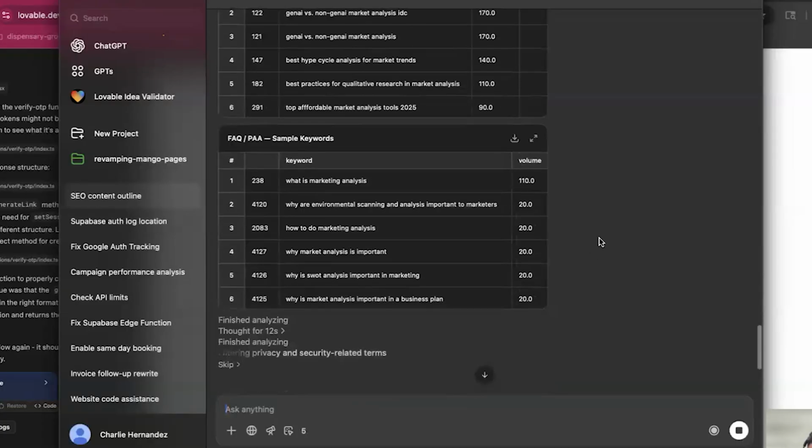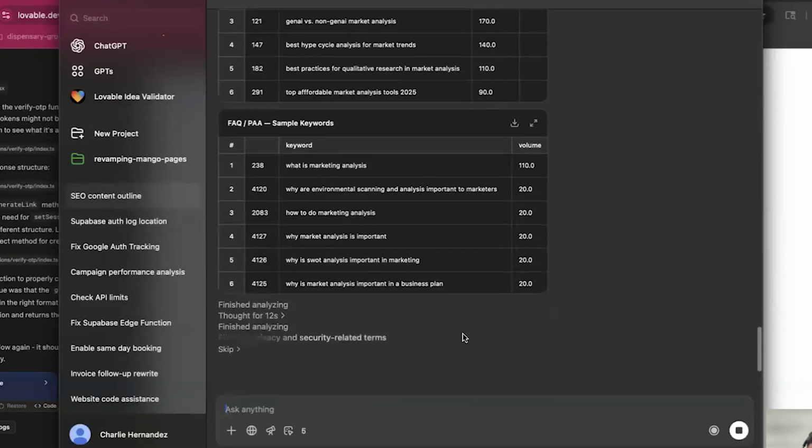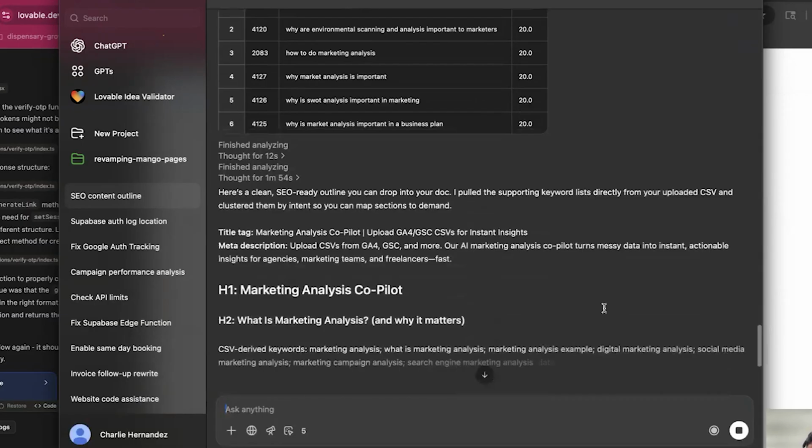Okay, so these are, it's still going. Filtering privacy and security. So when you give it 30,000 keywords, I think it's going to take a little bit, most likely. Yeah, I guess. So once you get the content outline too.